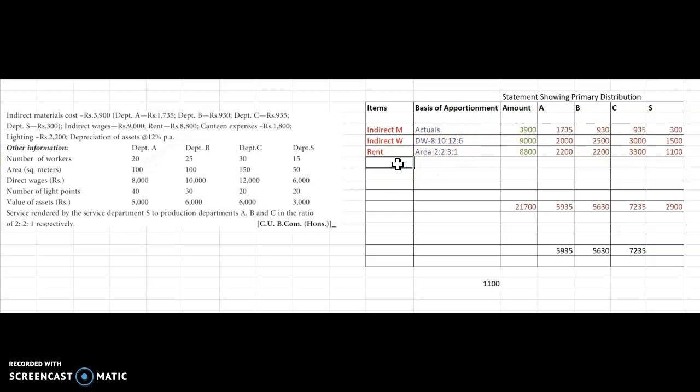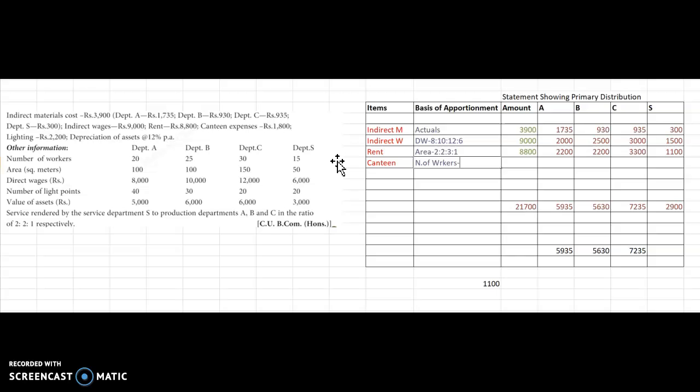What do we have next? We have canteen expenses. Going by the logic of it, the basis of apportionment should be the number of workers, because the more people you have, the more food will be consumed. So logically speaking, the basis of apportionment of canteen expenses should be the number of workers. I'll just write it in short so that we can fit it in.